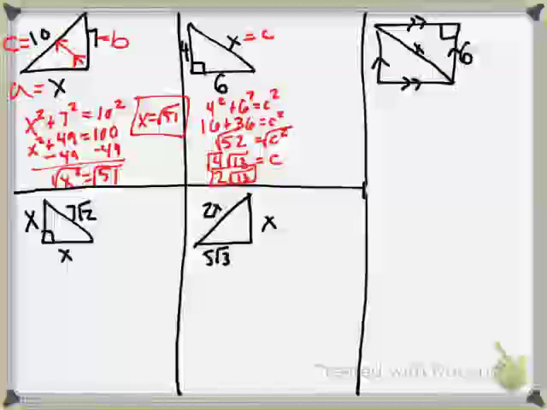We're going to go down to the bottom left-hand one. Which one of those is the hypotenuse? X or 7 square root of 2? The 7 square root of 2 is the hypotenuse. So that means when we set this up, we should have x squared plus x squared equals 7 square root of 2 squared.